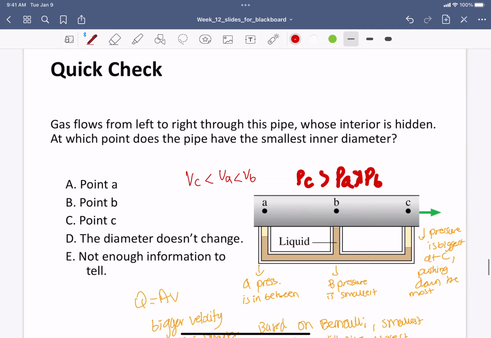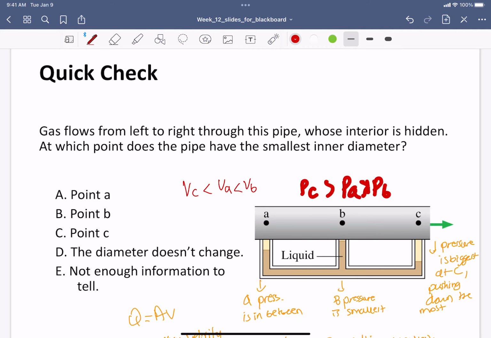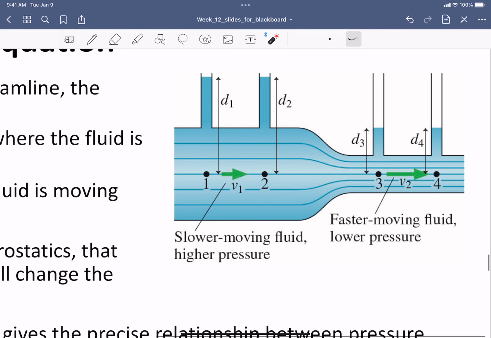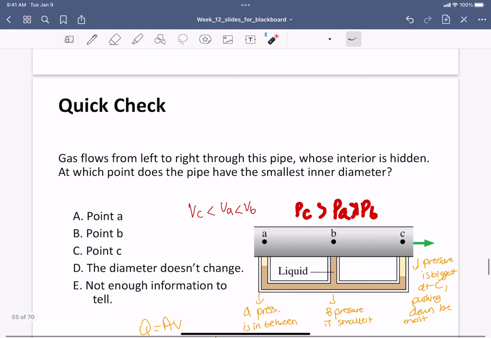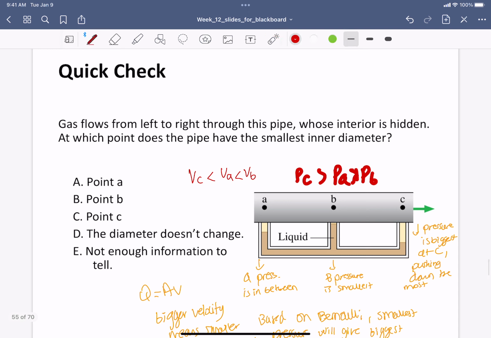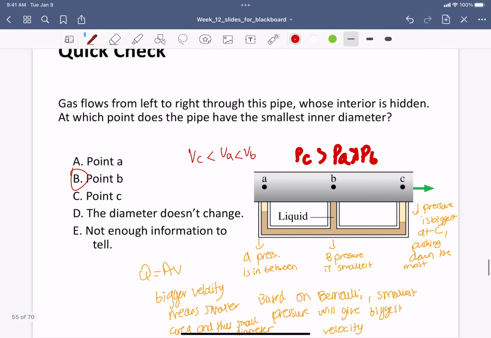Then we know that, once again relating here, if we have a fluid moving faster, it's going to be in an area that's more constricted. If it's more constricted, then it has a smaller cross-sectional area, so therefore it'd have a smaller diameter. So point B. So you have to relate it from pressure to the speed, from the speed to the area, and from the area to the diameter. Does that make sense, the relationship jumping between all of them?